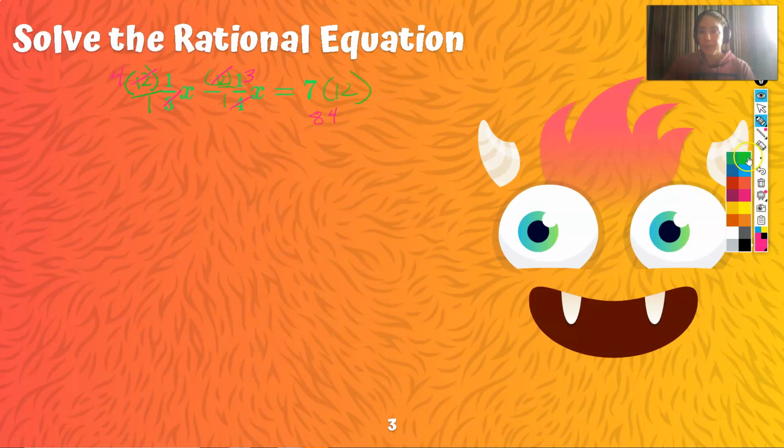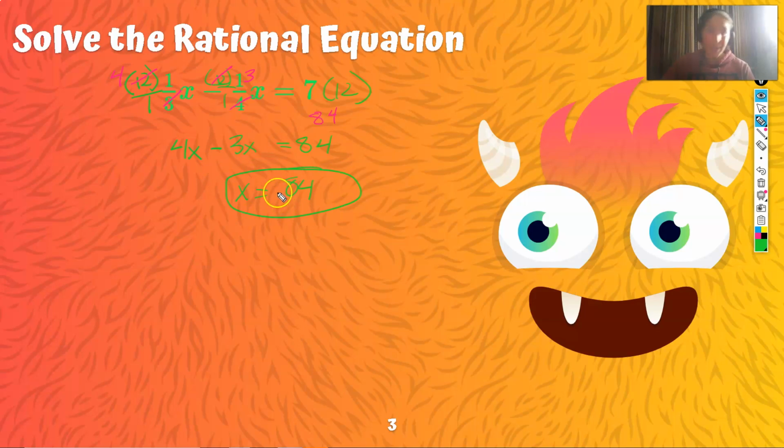So now let's rewrite this thing. 12 blew out the 3, so I have 4 times 1 times x, so that's 4x, minus, everything got blown out, then I have 3 times x on the top, and then 7 times 12, which is 84, equals 84. 4x minus 3x is x, so in this case I get x is equal to 84.